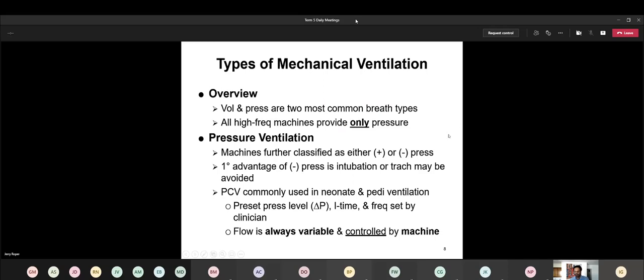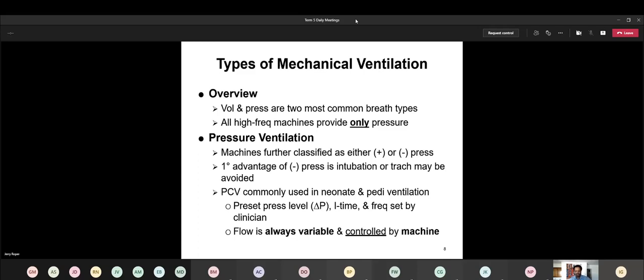Now, this goes back to when we started looking at vent classification. And when it really comes down to it, the machine can really only control either volume, which would be volume control, or pressure, which is pressure control. These oscillators and jet ventilators, they don't do anything but pressure. So there's no tidal volume setting ever in these machines. It's always going to be some kind of pressure setting that we're setting.